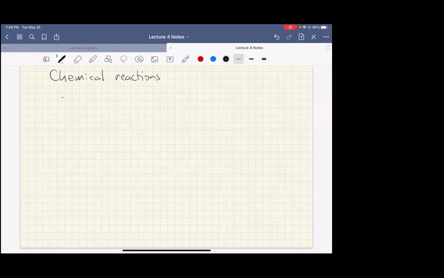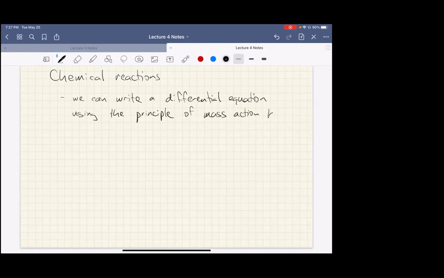Well, firstly, for every kind of reaction, it is possible to write a differential equation using the principle of mass action kinetics. So that's pretty cool.